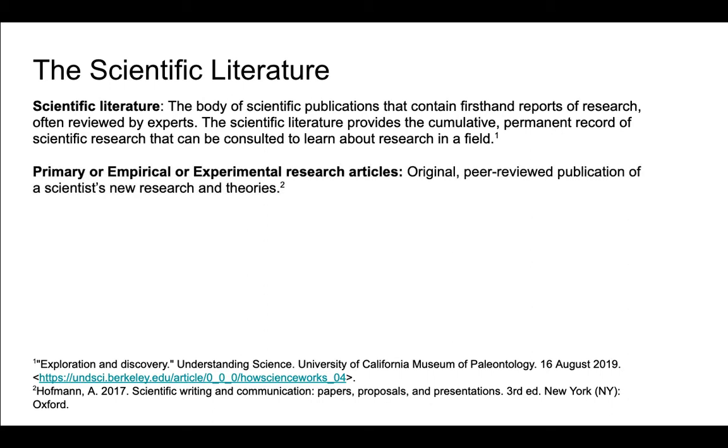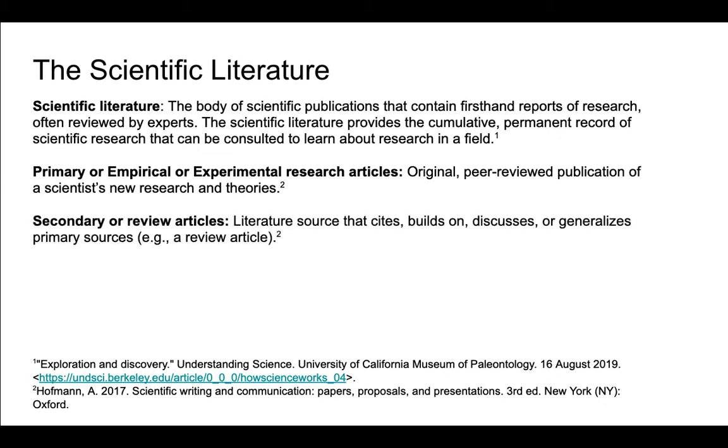The first type is primary, or sometimes called empirical or experimental research, and these take the form of articles and are original peer-reviewed publication of a scientist's new research and theories. The way I like to think about it is this is where the authors of a particular paper are reporting their own findings from an experiment they designed and conducted to answer a research question. So they gathered data and they're reporting their results for the first time to a scientific audience in a peer-reviewed journal. Peer-reviewed just means that before the research is published, it's been reviewed by other scientists or experts, the author's peers, and deemed worthy of publication.